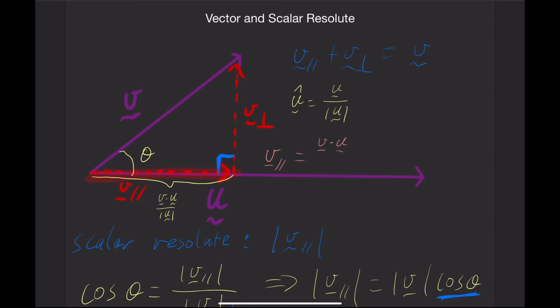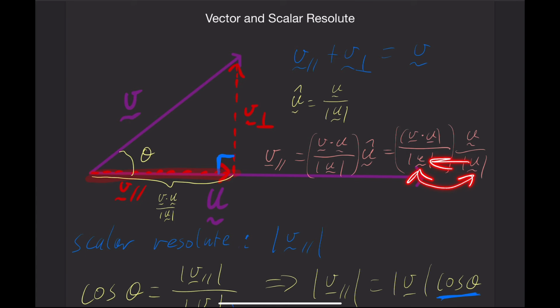v dot u over the magnitude of u, all times u hat. And we can clean this up even further if we wanted to, because we should be able to recognize that u hat is u over magnitude of u. So this becomes v dot u over magnitude of u, all multiplied by vector u over magnitude of u. So this is going to let us multiply across here.